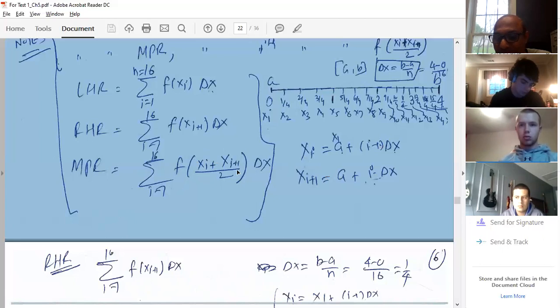So if I specifically mention in the example to use left hand rule, I'm sorry, but you don't have any other choice. But if I don't mention anything, in that case, the choice is yours. And I would personally prefer to choose right hand rule.